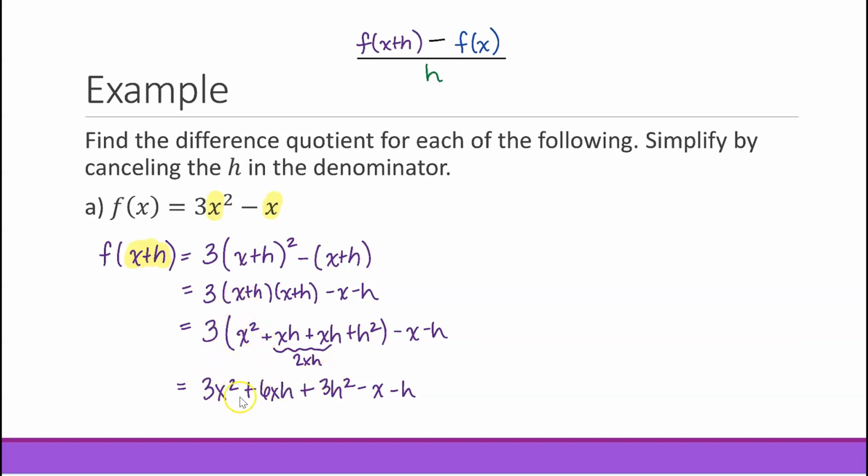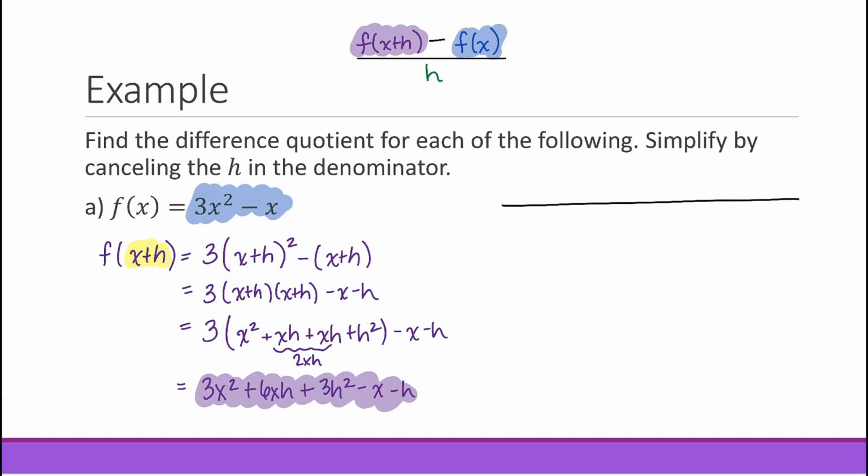So now this whole thing right here is going to replace the top left part of the difference quotient. So again, it helps if I think about it in these 3 separate parts. So the top left, f of x plus h, is this big thing right here. 3x squared plus 6xh plus 3h squared minus x minus h. All of that is going to go in this top left-hand corner. Then we're going to have f of x in the top right-hand corner. And f of x is 3x squared minus x. So that piece is going to replace the top right. And then all over, just h. H is nice. We don't have to do anything with it.